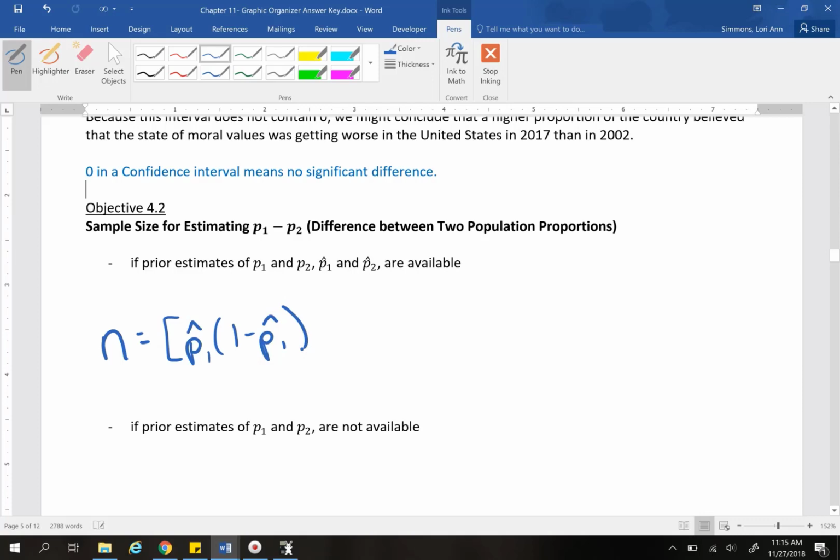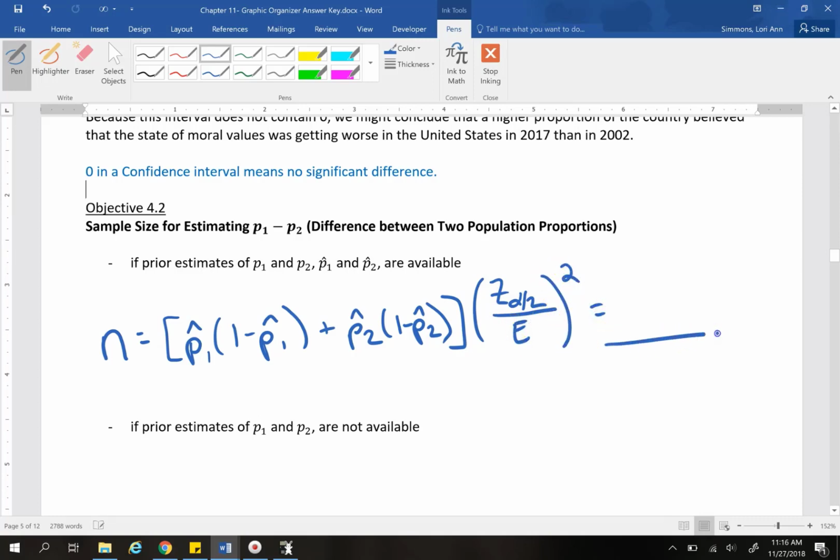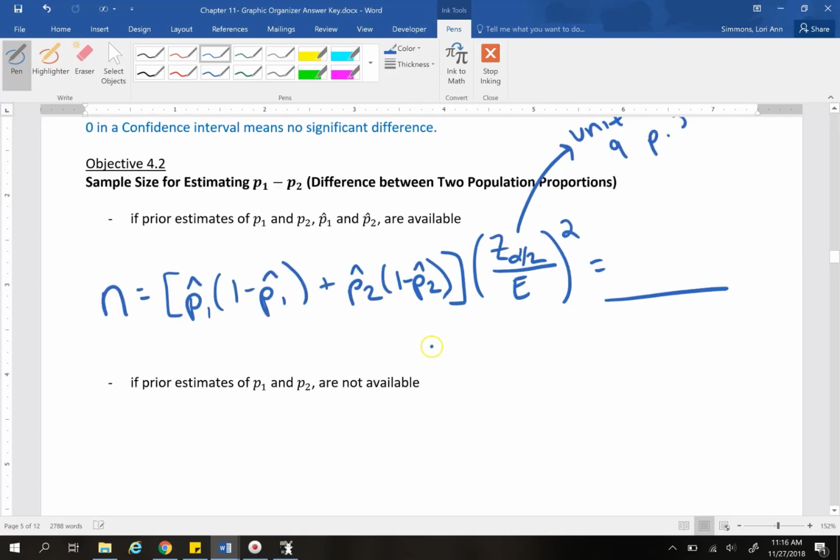Here is the formula. We have p hat sub 1 times 1 minus p hat sub 1 plus p hat sub 2 times 1 minus p hat sub 2, times z sub alpha divided by 2 over e, which is your margin of error, squared. This is for prior estimates of p sub 1 and p sub 2. The z sub alpha divided by 2, this was Unit 9, page 3 on our graphic organizer, or notes that we take here.